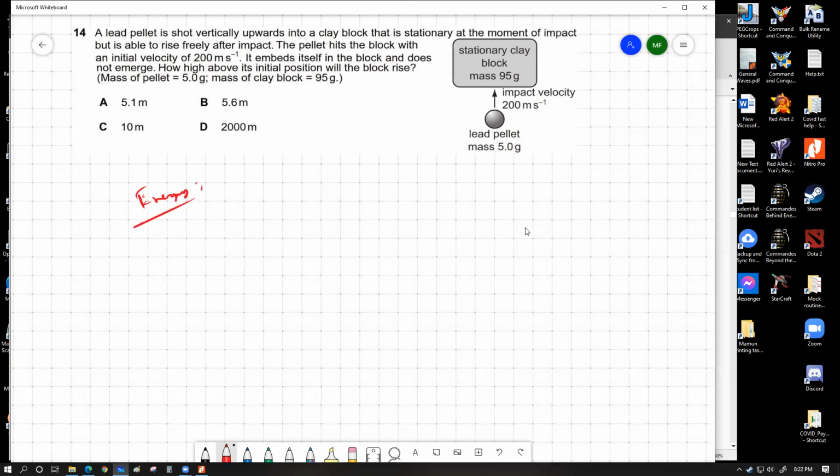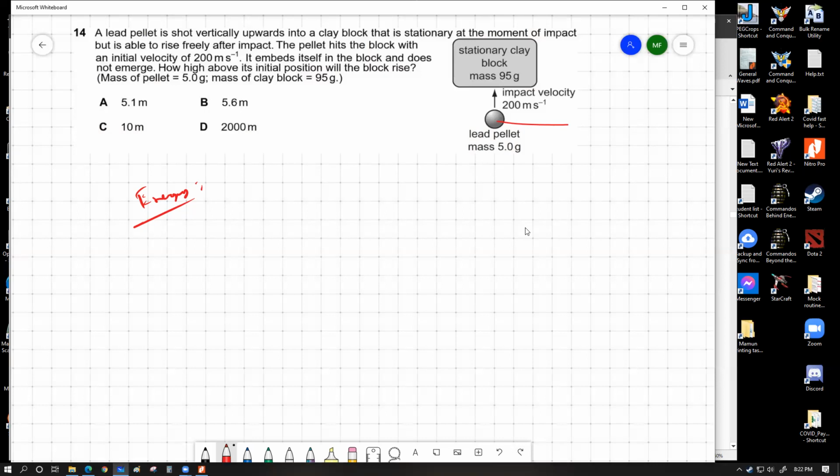I'm going to tell you why this is wrong. The idea is that when the lead pellet was incoming, it has some kinetic energy. It got embedded within the stationary block. So let's assume that all of the kinetic energy would be transferred to the combined mass, and it's going to rise up to a height using the same amount of energy. So K equals GP. You just go ahead and calculate the height.